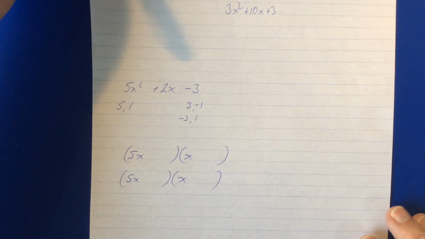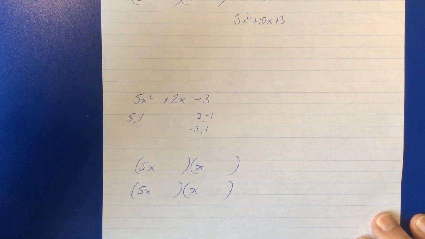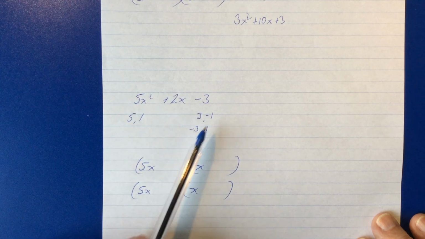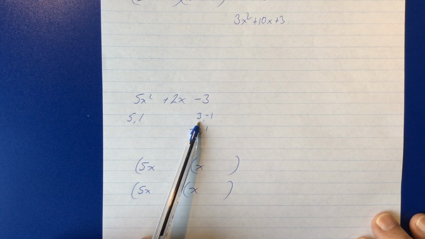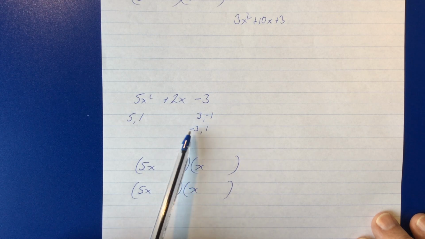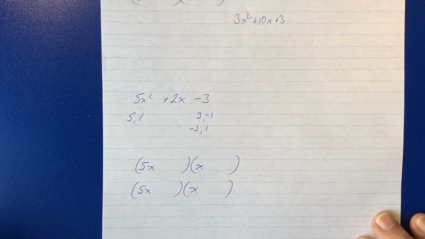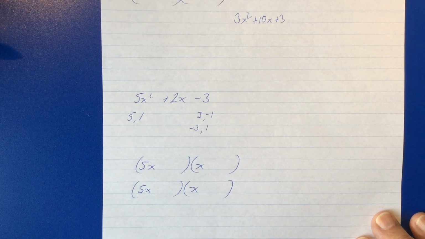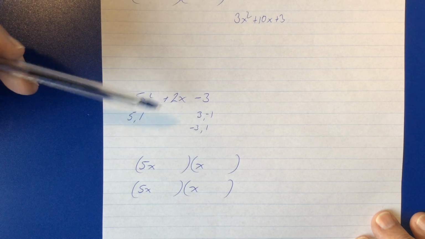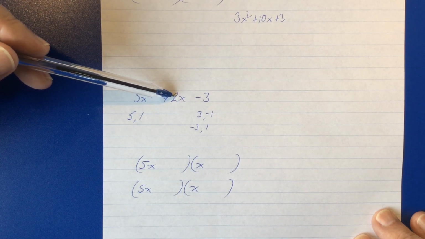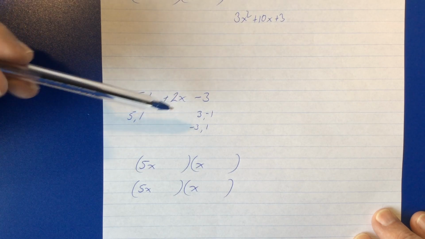Let's try it with one where the numbers are still prime, but slightly different. Factors of 5 are 5 and 1. Factors of negative 3 are 3 and negative 1, or negative 3 and 1. So we might wind up with a few more brackets here as we try this, but what we're looking for is some combination that will give us 2x. So let's try this.